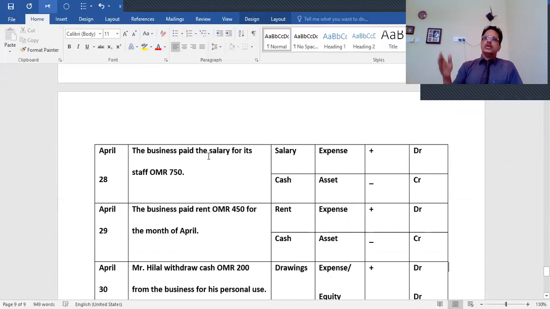Date, particulars, LF (ledger folio) you need not write, just keep it blank, then debit amount and credit amount. Both sides you will get 750. That is a journal. So if you understand this, journal is nothing for you.